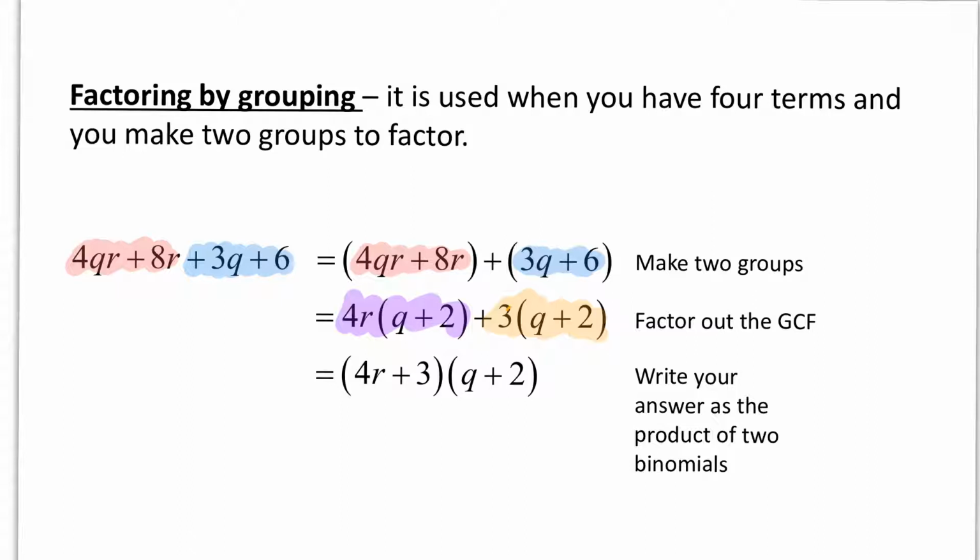What does it mean? Well, we actually undo the distributive property in order to get the polynomial. So what I mean is, if you multiply 4r times q, you distribute, you're going to get 4qr. If you multiply 4r times 2, you will get 8r. 3 times q, that's going to be 3q, and 3 times 2 is 6. So if you distribute, you will get that polynomial. It's a quadrinomial. You will get it back. Okay, so let's try a few examples here.